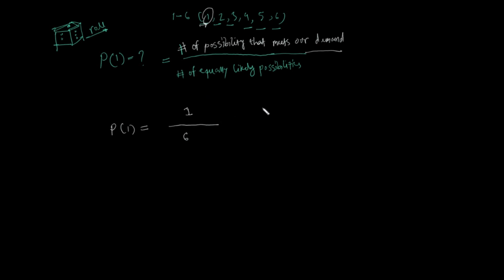So what is the probability of rolling a 6? The number of equally likely possibilities is 6 here, and out of that, the possibility that meets our demand is a 6, and we have 6 only once, so that is only 1. So our probability of rolling a 6 is 1 out of 6.